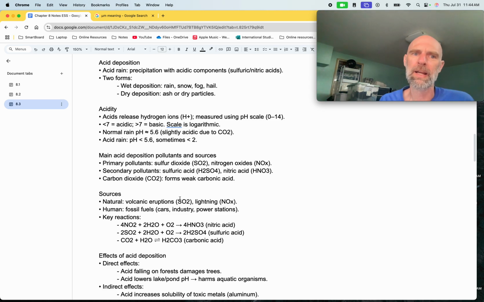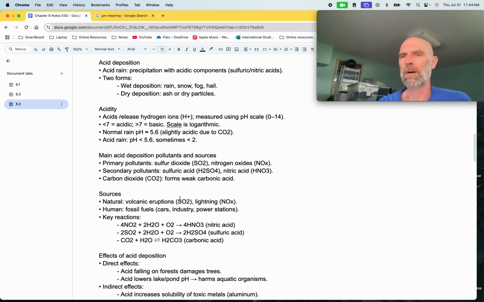All right, acidity. Acids release hydrogen ions, measured using the pH scale, 0 to 14. Remember, 7 is neutral. Anything less than 7 is acidic, and the closer it gets to 0, the more acidic it is. As it gets further up towards 14, it becomes basic. So 8 would be basic, 9 is basic, 14 is basic. Normal rain has a pH of about 5.6.